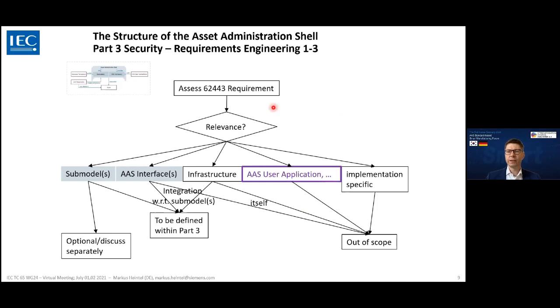You can see here also graphically which parts will be covered by this part 3, so the submodels, the interface and the substructure. But there are also aspects which are out of scope of the standard, like, for example, specific implementations or AAS user applications. And also some topics to be discussed.